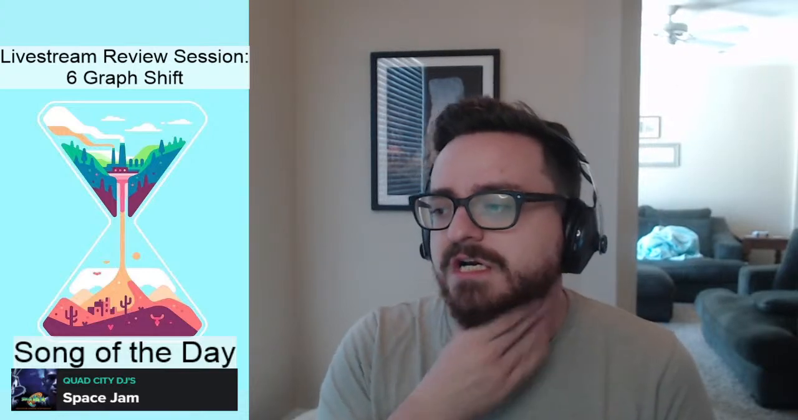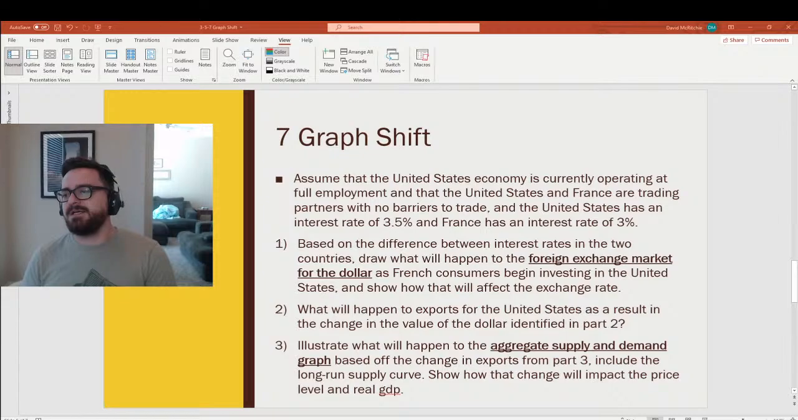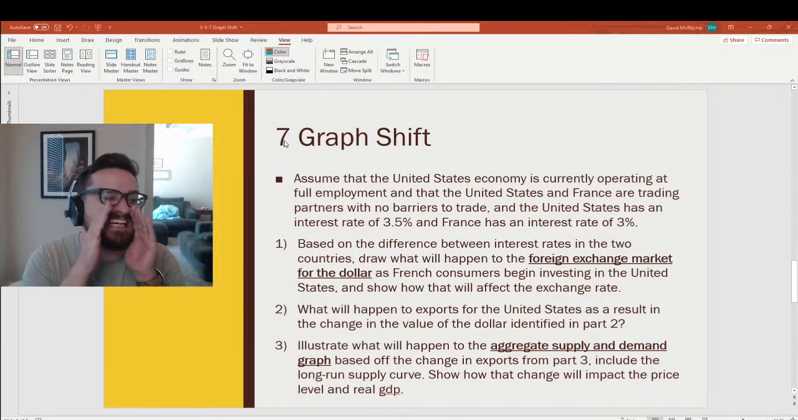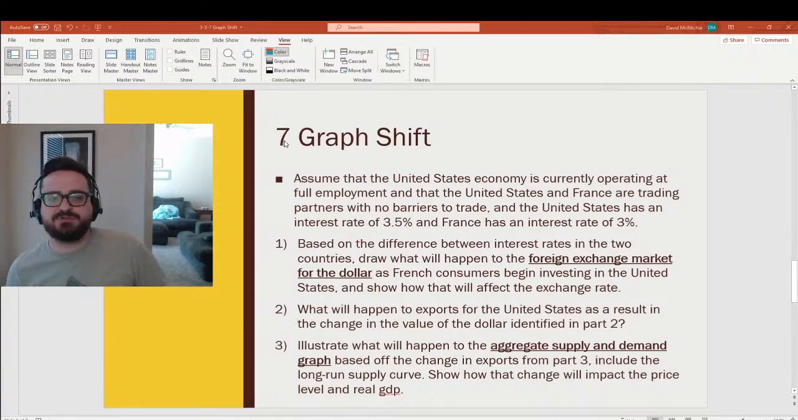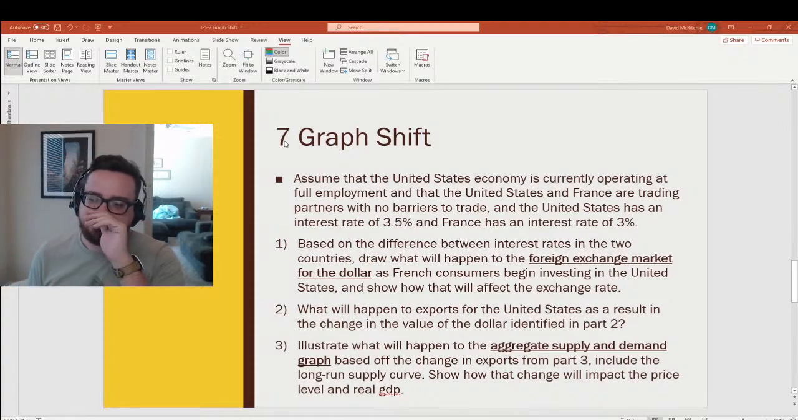So the 7-graph shift. So I'm going to go through, not 7, sorry, 6. It used to be 7 because there used to be another graph I could do, but I'm not going to cover the investment demand curve here. So the 6-graph shift problem. Sorry, it's 6 now. It's 1 less than it used to be. The AP exam trimmed an exam, which trimmed a graph off, which is very nice. It's the 6-graph problem.